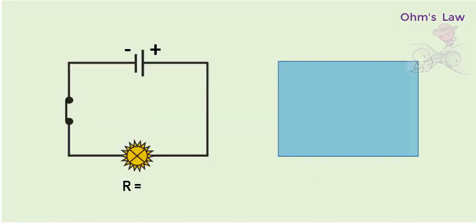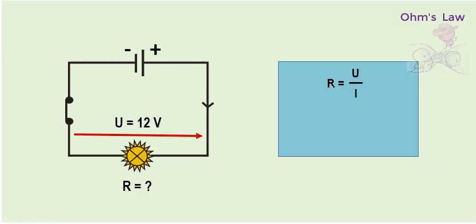Let us use Ohm's law to calculate the resistance at the terminals of this bulb. According to Ohm's law, we know that the resistance R is equal to the voltage U divided by the intensity I. We know the values of the voltage and the intensity. We can therefore easily calculate the resistance.